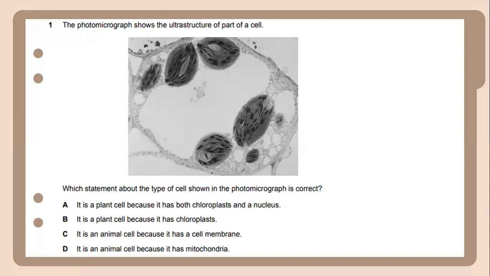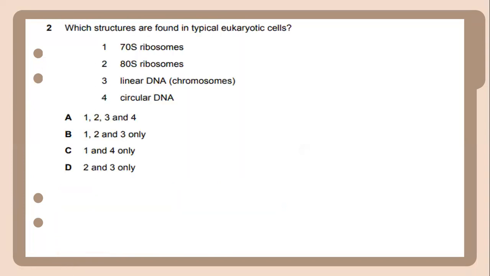The photomicrograph shows the atomic structure of part of a cell. Which statement about the type of cell shown in the photomicrograph is correct? The answer will be B.